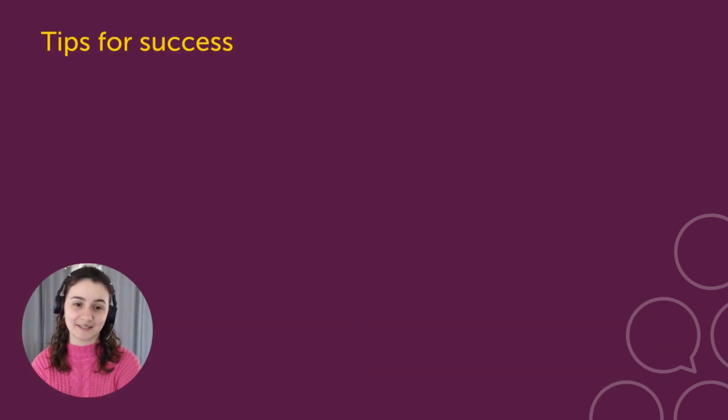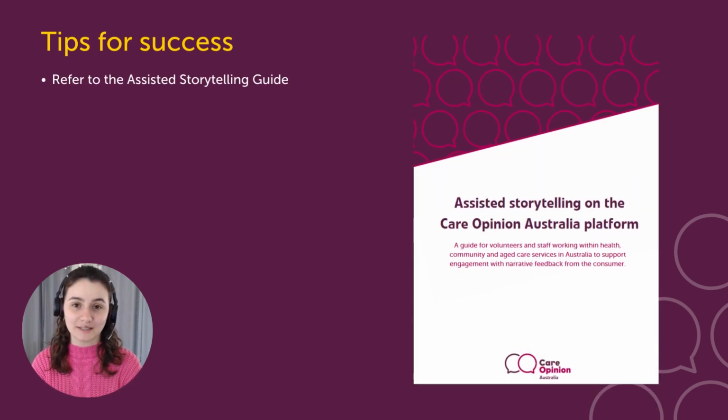So some tips for success. Firstly, refer to the assisted storytelling guide. It's a big document, but it has a wealth of information that will explain to volunteers and staff who'll be collecting this feedback how they might like to frame the ask when they're asking for the feedback. Notes for the storyteller, so it includes information for the storyteller on what happens to their feedback when it goes through Care Opinion, and a step-by-step on submitting the story to make sure that that process is successful.